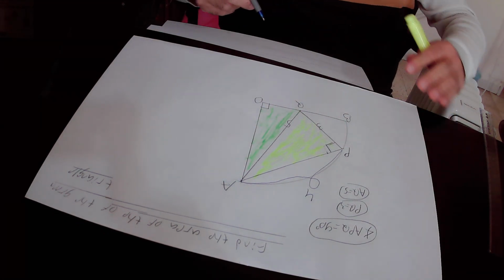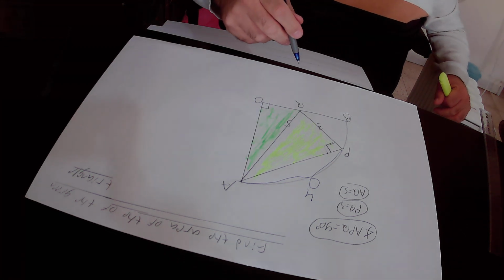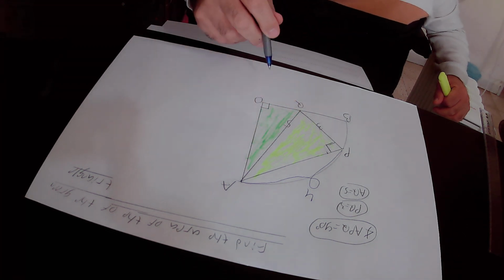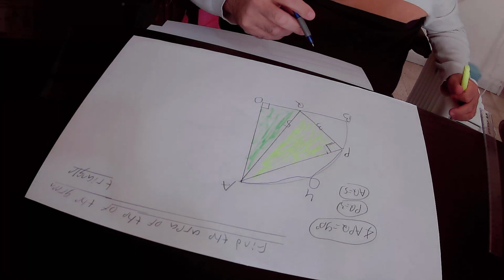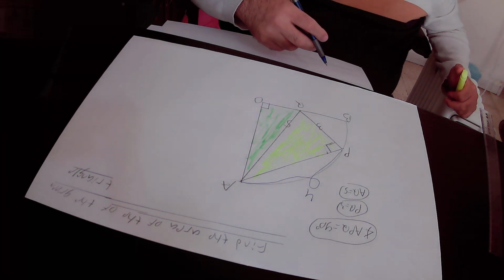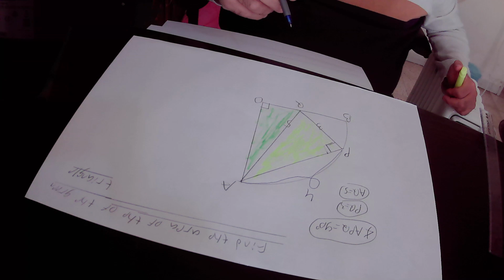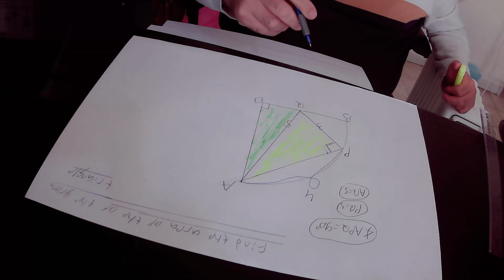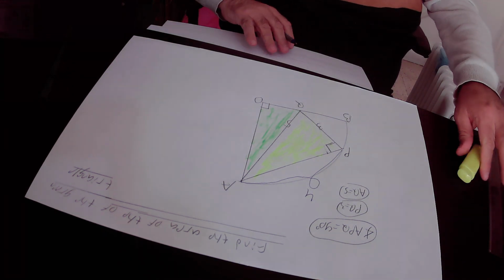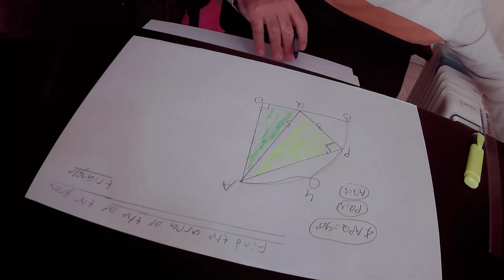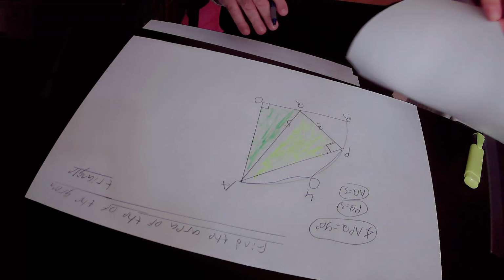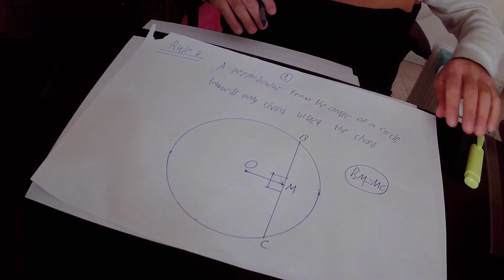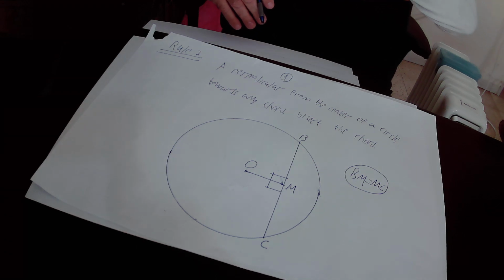OAB is a quarter circle, and we can easily complete the quarter circle to a circle, and then point O will become the center of the circle. And we have the rule that a perpendicular from the center of the circle towards any chord bisects the chord. Repeat again, rule number 2: a perpendicular from the center of a circle towards any chord bisects the chord.